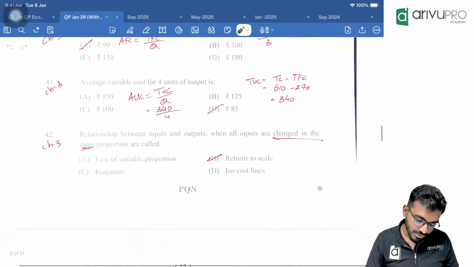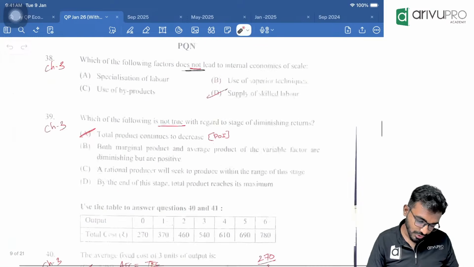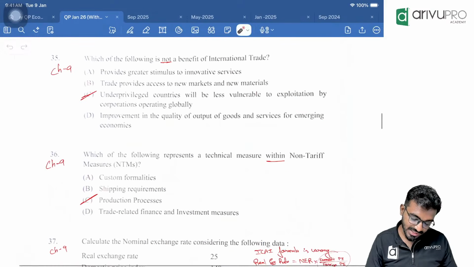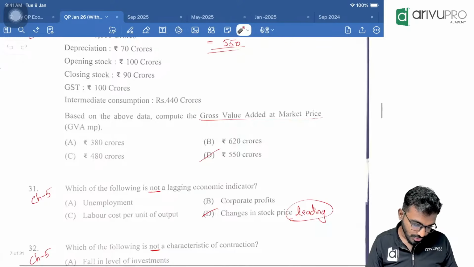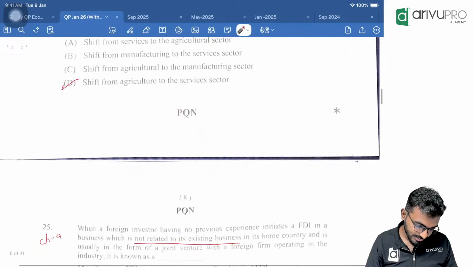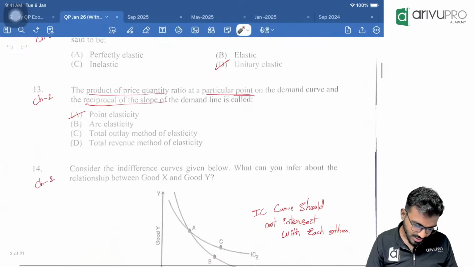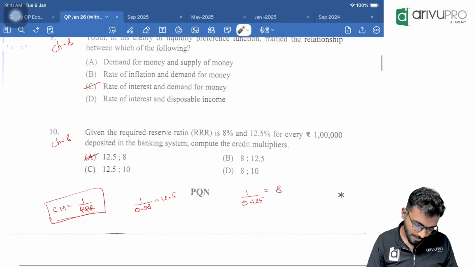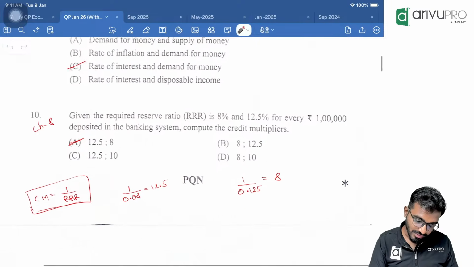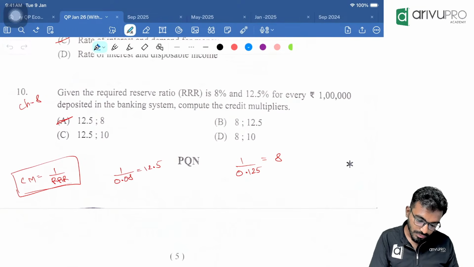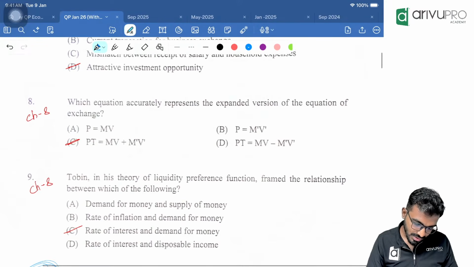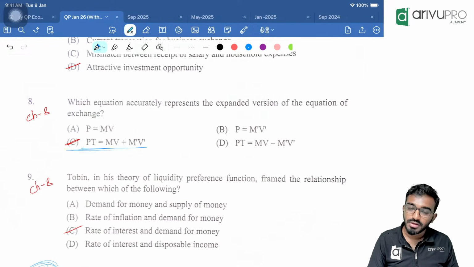So either theory questions will come or numerical questions will come. Numericals are the easiest in chapter 8. All you need to know is the proper logic. I'm just checking, is there any other question? This is a credit multiplier question. We will do it later. See, MV is equal to PT, and then MV plus M dash V dash, credit money and actual money put together.